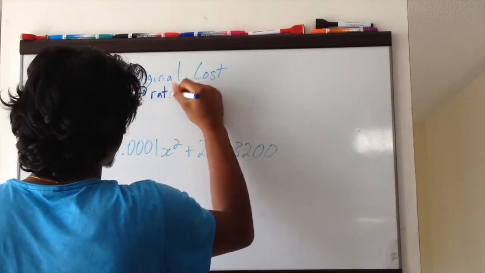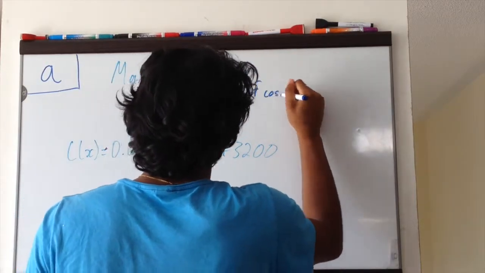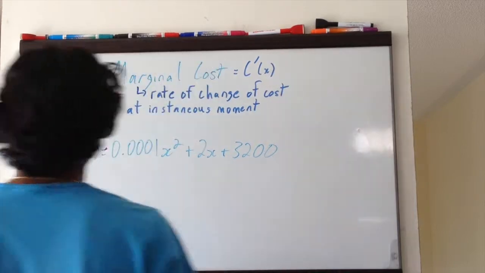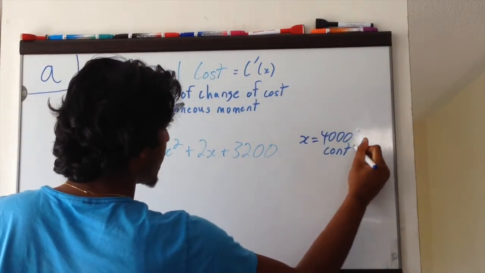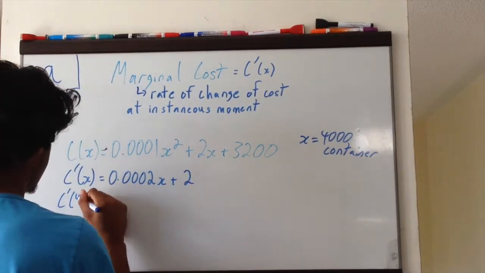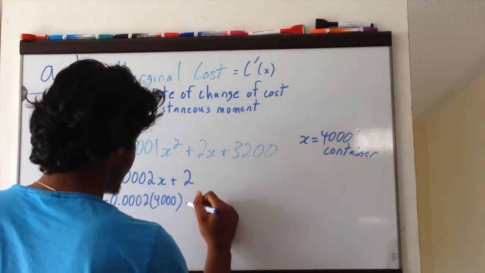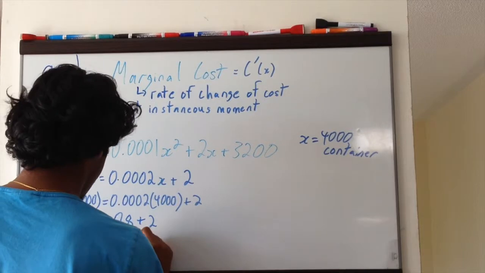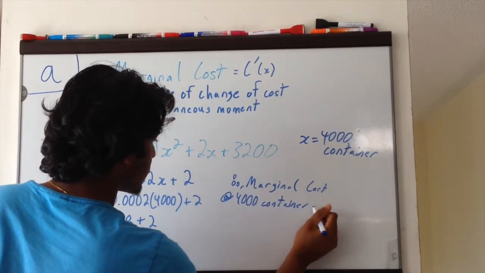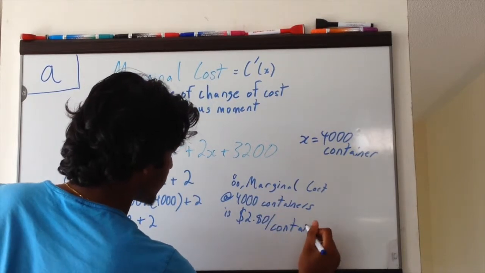The first thing that we're gonna do is find marginal cost. Marginal cost is the rate of change in total cost at an instantaneous moment. Marginal cost is the first derivative of the cost function. So pretty much we just need to find the derivative of the cost function, plug in 4,000 containers for x, and we will get the value of the marginal cost at 4,000 containers, which is $2.80 per container.